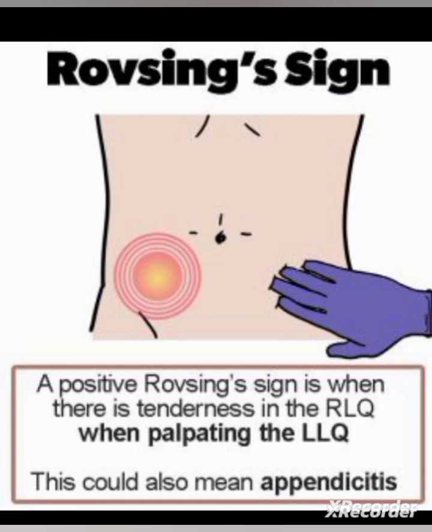The next sign of appendicitis is the Rovsing sign. A positive Rovsing sign is when there is tenderness in the right lower quadrant when palpating the left lower quadrant. When we palpate the left lower quadrant, the patient has pain in the right lower quadrant. That is known as a positive Rovsing sign.